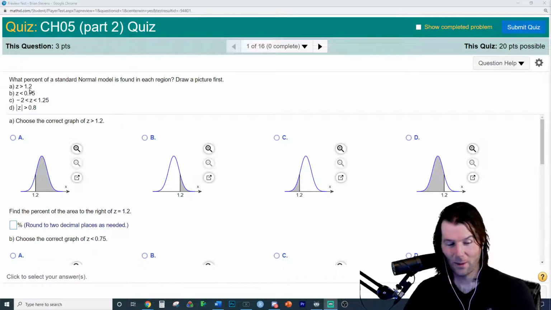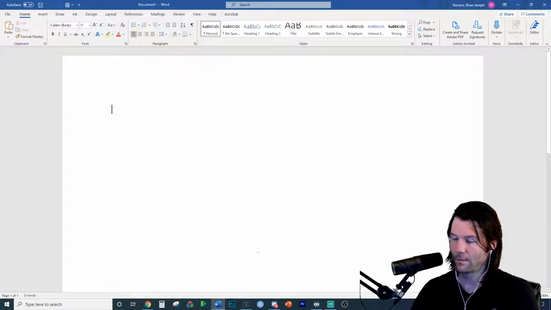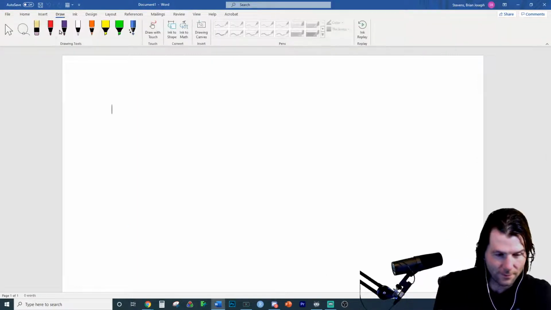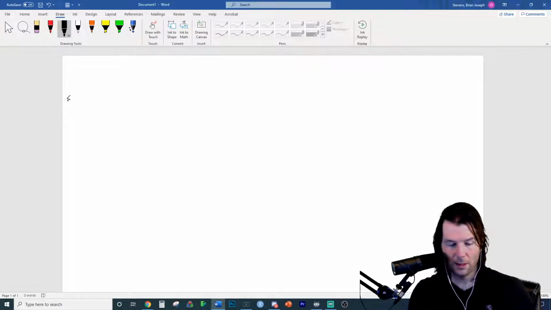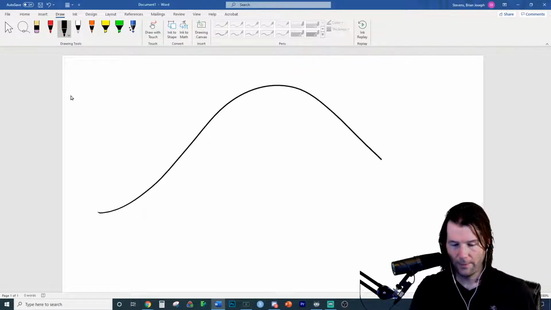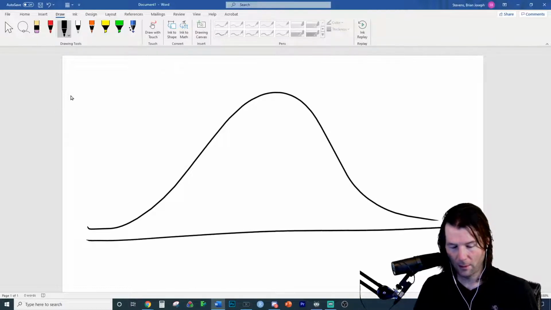So right here we want to plot the area greater than a z-score of 1.2. Now, when you draw out the normal curve, let's show the normal curve right here. Every normal curve you draw should look the following way. There we go. That's a good normal curve.